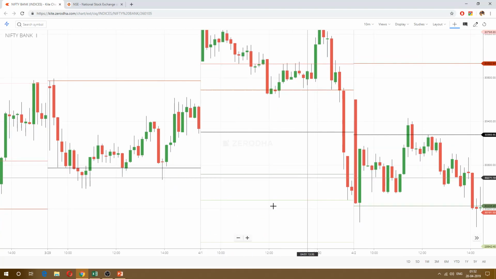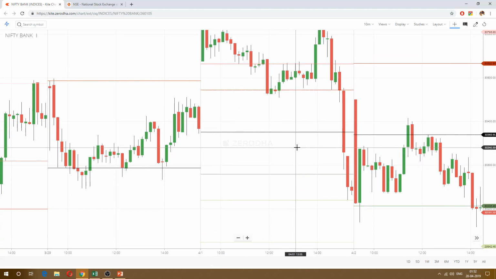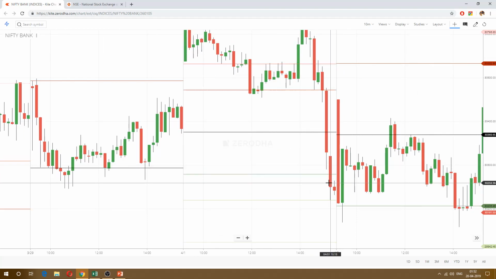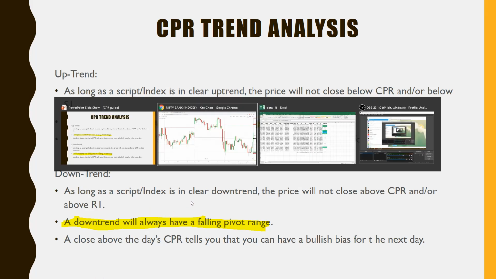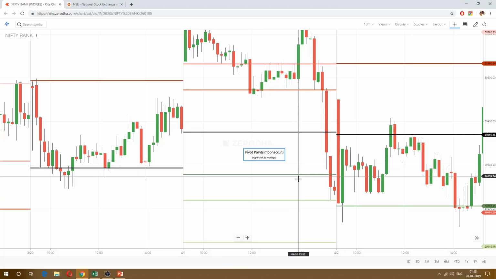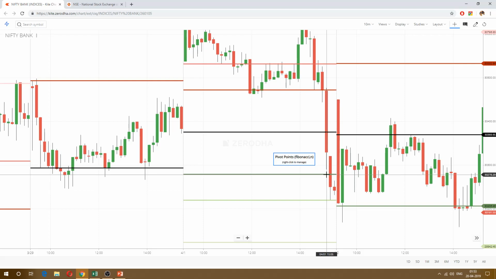Then what happened on 1st April? Bank Nifty closed below S1. Remember what we read here. I made a typo here. It should be close below. Yeah, here. As long as the script index is in a clear uptrend, the price will not close below CPR or below S1, right? So if this was a clear uptrend, then it shouldn't have closed below S1.